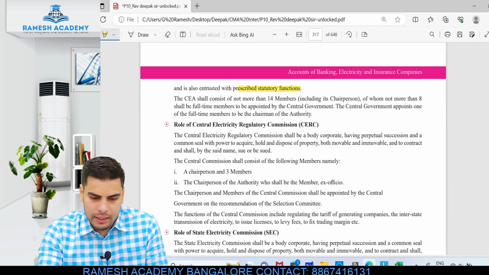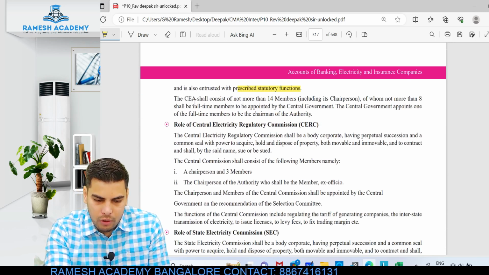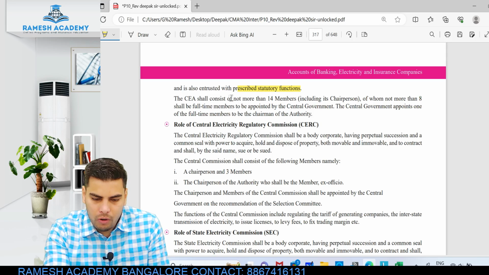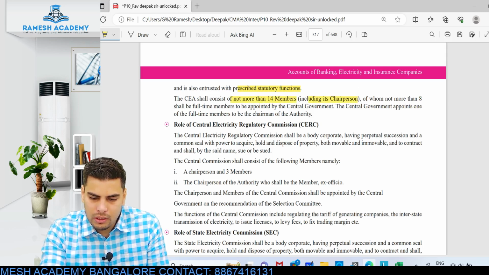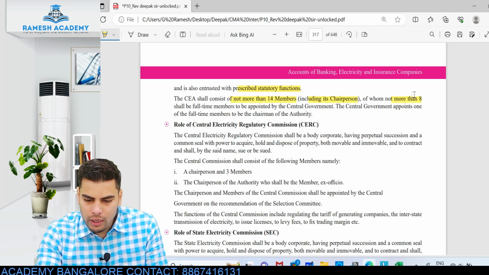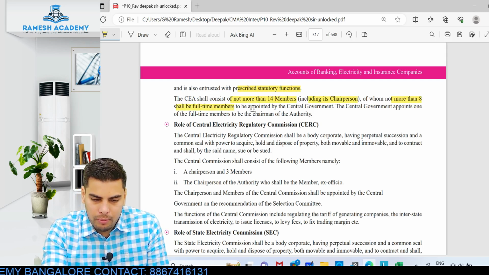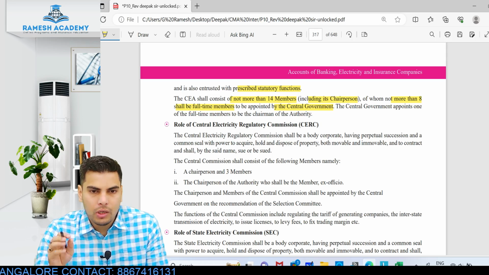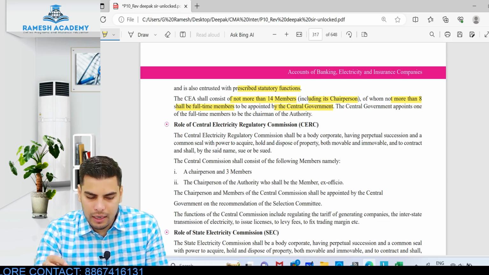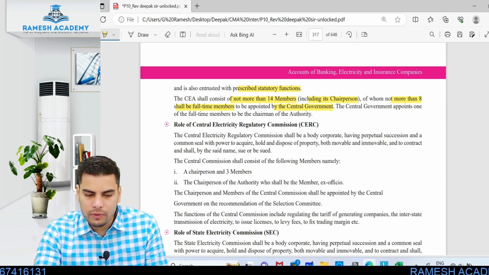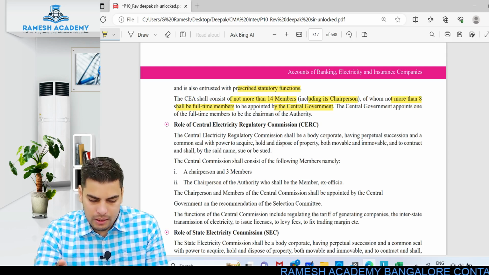Okay, let's look into the next thing. The Central Electricity Authority shall consist of not more than 14 members including the chairperson, of whom not more than 8 shall be full-time members to be appointed by the central government. So totally this Central Electricity Authority should not have members exceeding 14 including the chairman. So one chairman and 13 members. Out of these 13 members, 8 shall be full-time members who will be appointed by the central government. You can call them either full-time employees or members appointed by the central government.